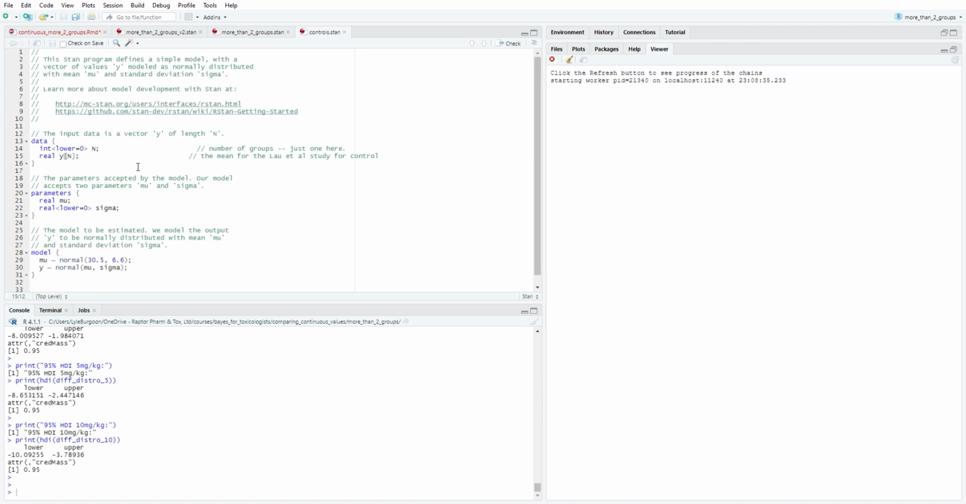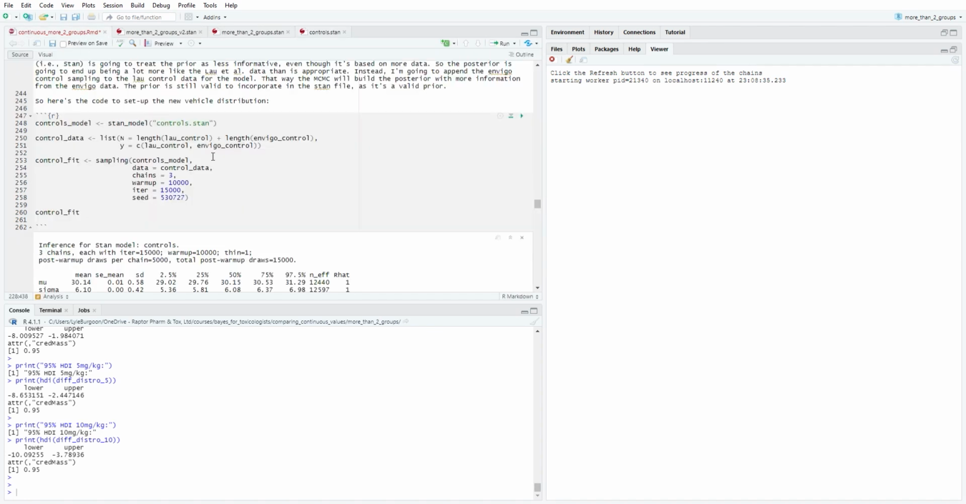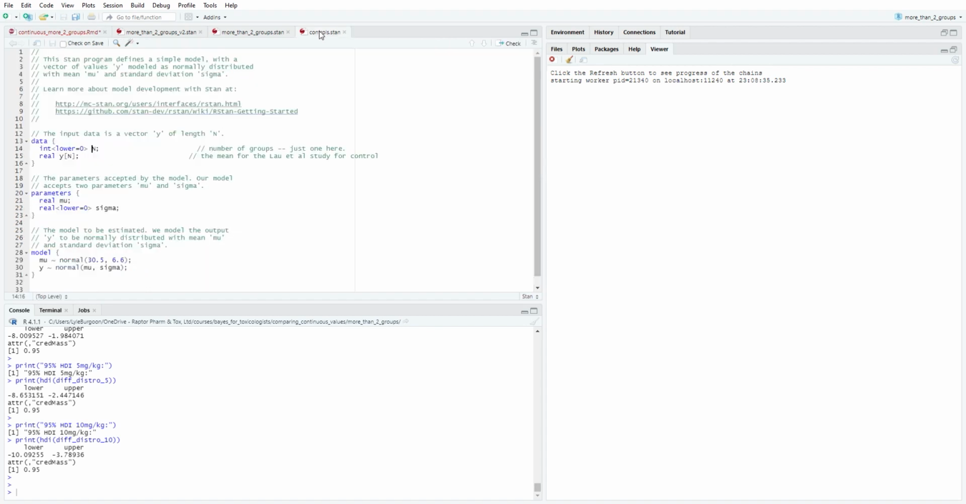So this is what we're going to do. Again, in the data block, we've got the n. This is number of groups. Excuse me, which isn't true. This is actually, again, I didn't change it here. This is going to be the number of individuals.